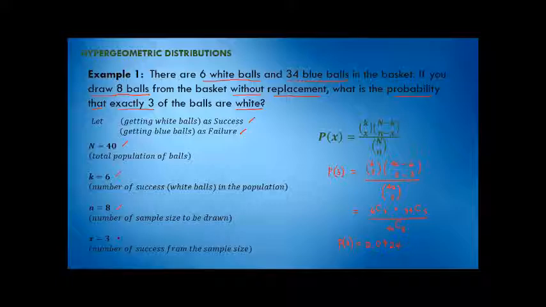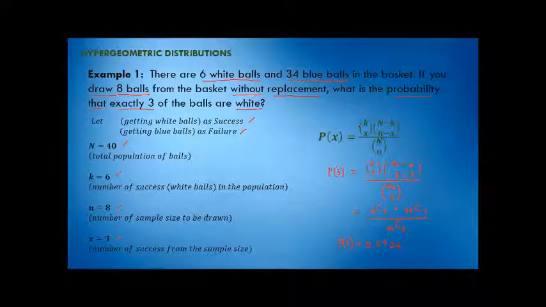Next, x is equals to 3. This is the number of successes from the sample size. So sabi dito, exactly 3 balls are white. Kaya x is equals to 3. Okay? So dahil kompleto na tayo sa parameters, isa-substitute na lang natin siya sa formula.